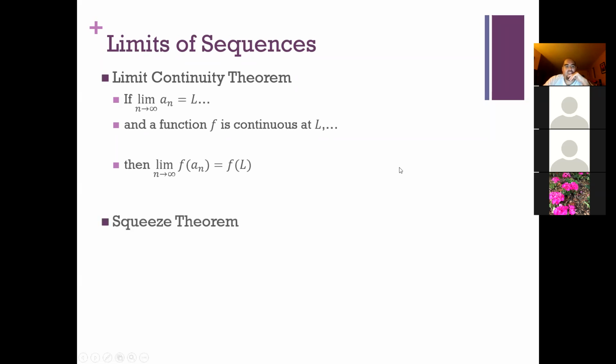And the other one we just talked about is the squeeze theorem. If you have this situation here, where I have some sequence b sub n that's always contained in between a sub n and c sub n, and a sub n and c sub n have the same limit, then b sub n has to have the same limit as the other two. So two really powerful theorems that we'll get some more practice with tomorrow.